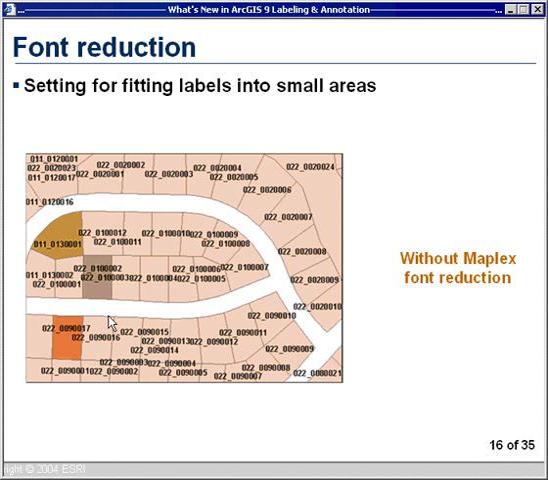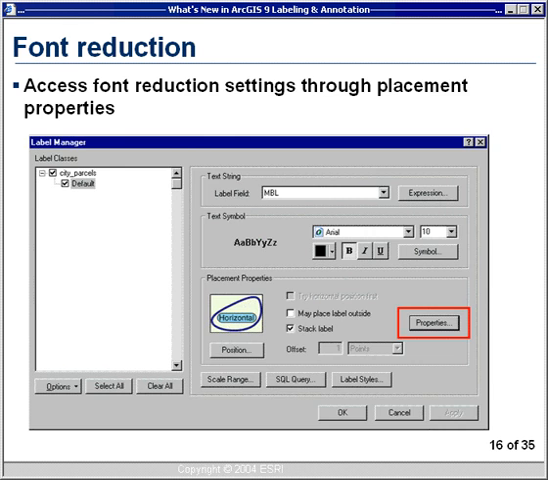We can see that down here very well. It is difficult at times to determine what label goes with what block. I know I'm having some difficulty here seeing which label goes with what block. This is without Maplex font reduction. When you allow the Maplex label engine to reduce the font size, the labels will fit nicely in the block they represent. To access this font reduction functionality, click the Properties button in the Placement Properties panel.